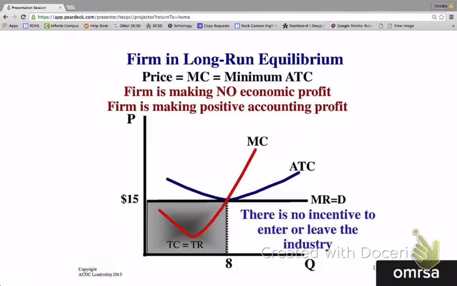So a firm in long run equilibrium looks like this. The price will be equal to the marginal cost, which will be equal to the minimum of average total cost. The firm is making no economic profit, but the firm will be making positive accounting profit. So when there are no losses or no profits, there's no incentive for other firms to enter the industry to make profit because no economic profit is being made, nor are there any incentives for firms to leave the industry because they're producing just enough to cover all their costs. And so they're not making an economic loss and don't want to leave the industry.